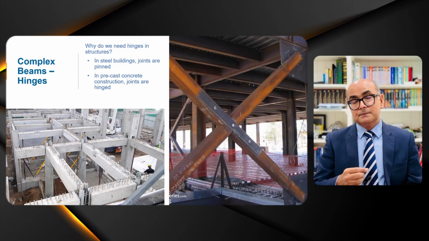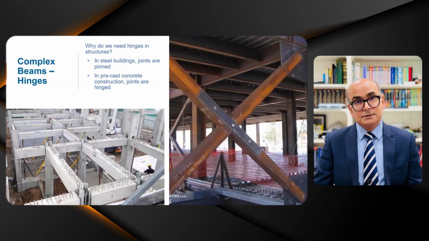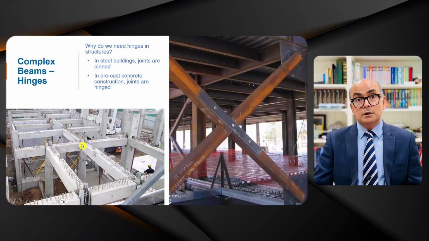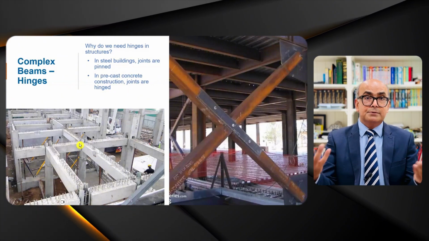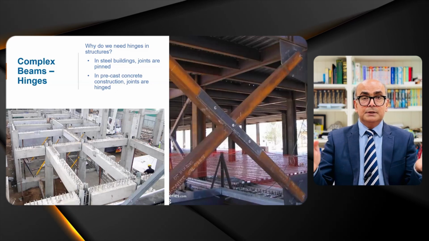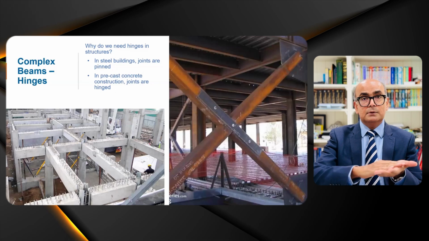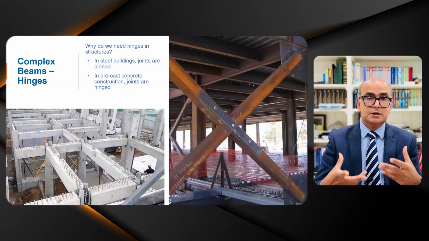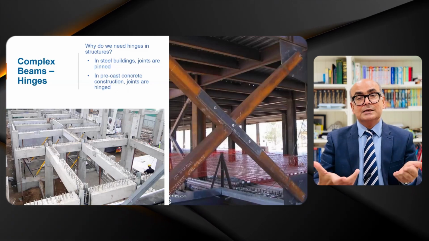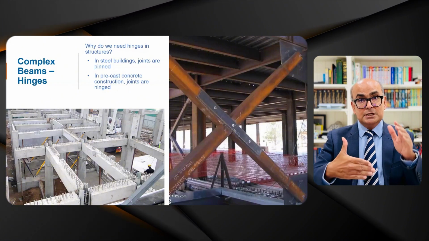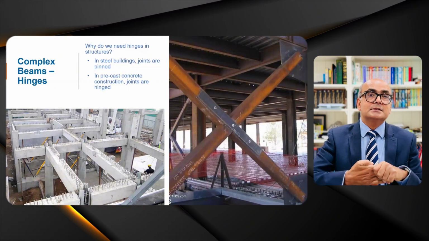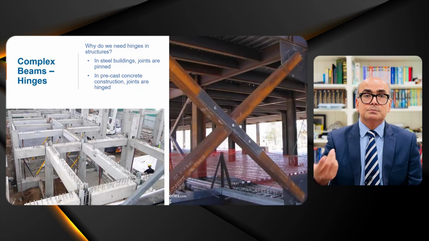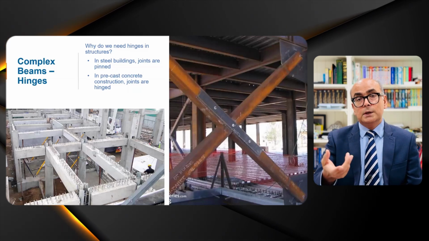Another very good example is in precast construction. In precast construction, most of the time joints are pinned, because even in precast bridges, you will see that precast beams are placed on bearings, with a gap between two beams to allow rotation. Remember, when rotation is allowed, it means that it is a pin. When rotation is fixed, that means that it is a fixed joint. So two cases: steel buildings where joints are pinned, and precast construction where rotation is allowed.